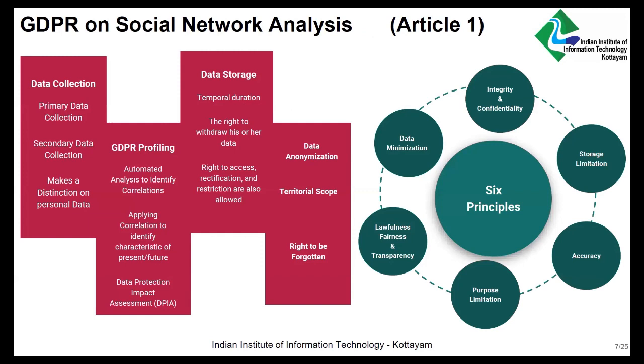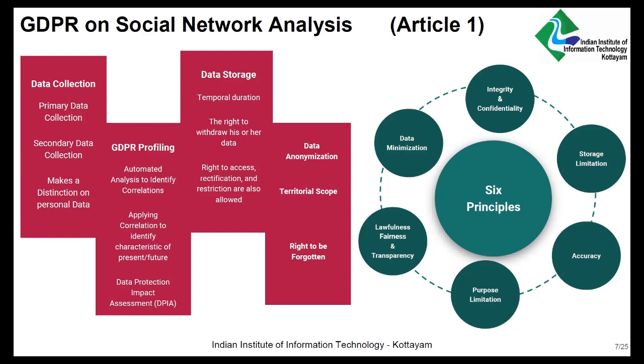Okay, so these are the primary stages in GDPR. The first one is data collection. The next is GDPR profiling, then data storage. During data collection, the data is collected through primary sources and through secondary sources. Secondary sources in the sense I can get your data through your friends too. So that is known as secondary data collection. Then the GDPR does profiling, understands the correlation among the data, identifies the patterns and predicts what your interests are, what your ethnicity is, what your political views are, etc.